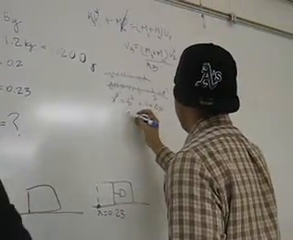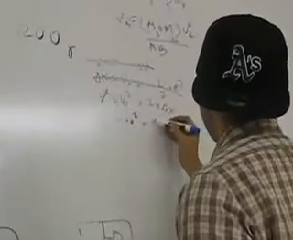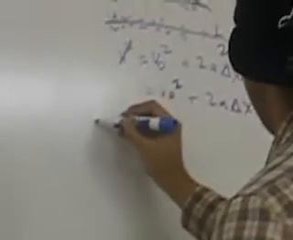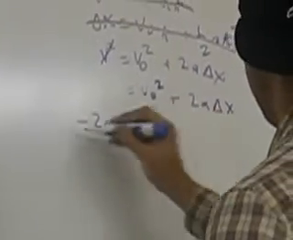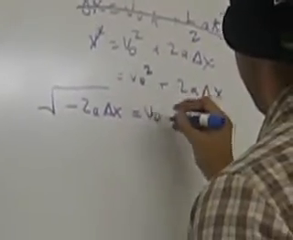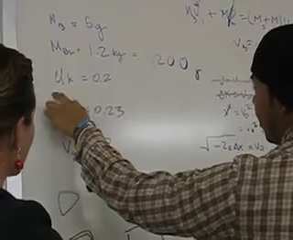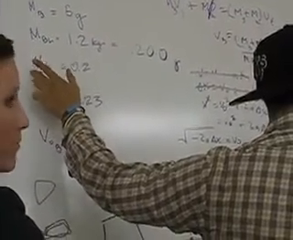So basically, this will be VO squared plus 2A change of X. Just move that over here. Negative 2A change of X equals VO squared. But we don't have A. Okay, so how are we going to find A? We do have a kinetic coefficient of friction, right?